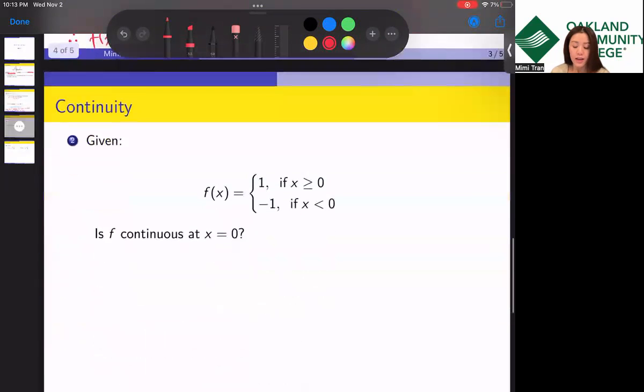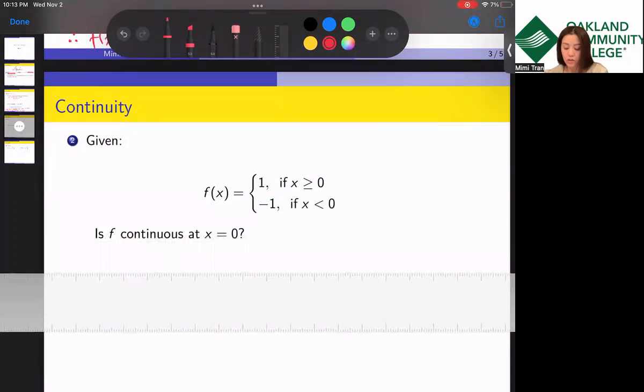All right, number 2. Given f of x, this is a piecewise function. It is equal to 1 if x is greater than or equal to 0, and equal to -1 if x is less than 0.